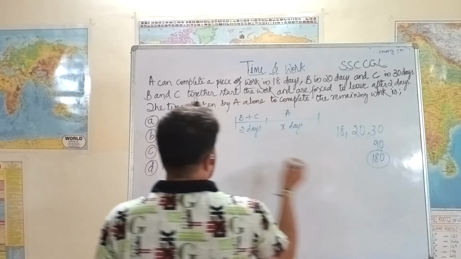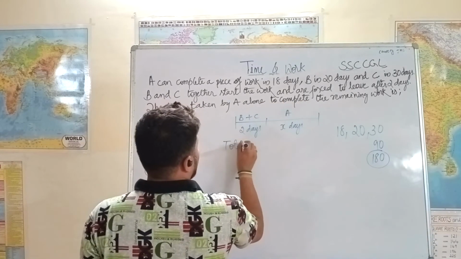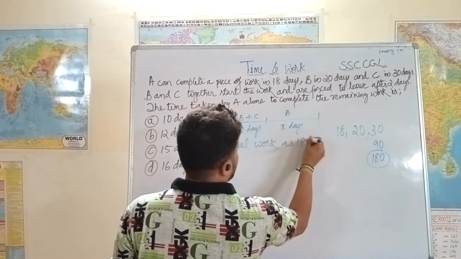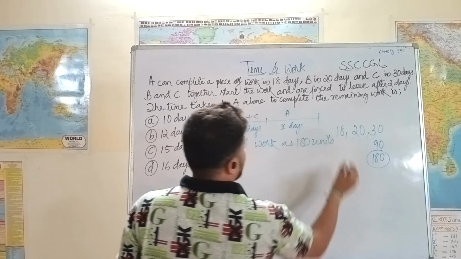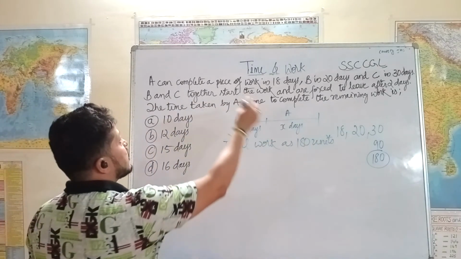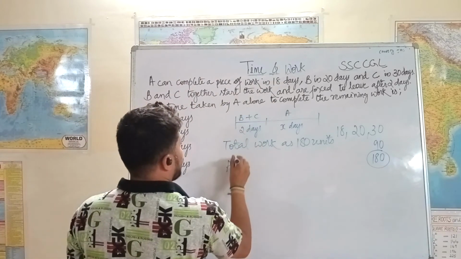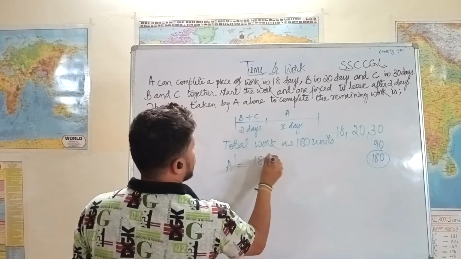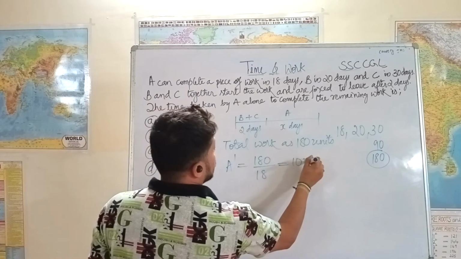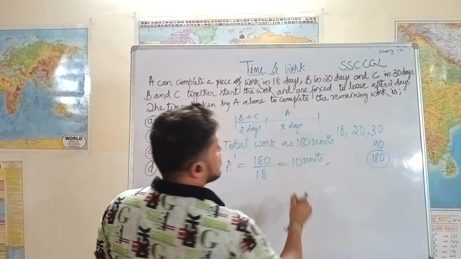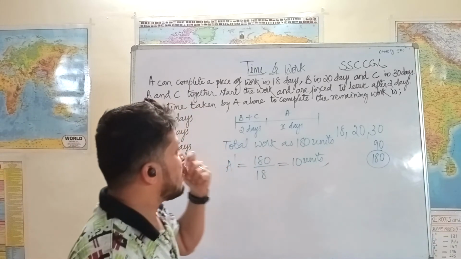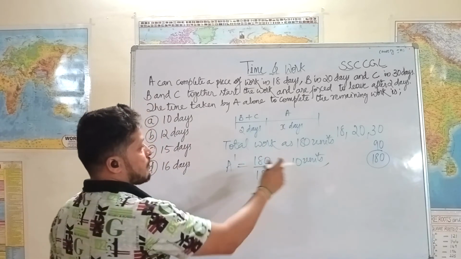So let's assume the total work as 180 units. Then let's find the efficiency of A. The total work is 180, which is finished in 18 days. So the efficiency is 10 units per day. Be it building 10 houses, be it running 10 kilometers, whatever.